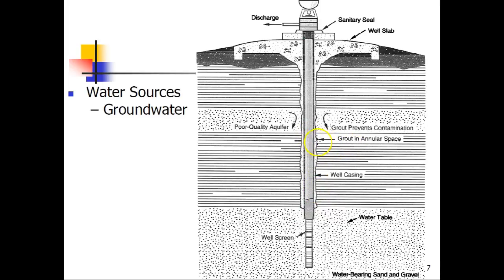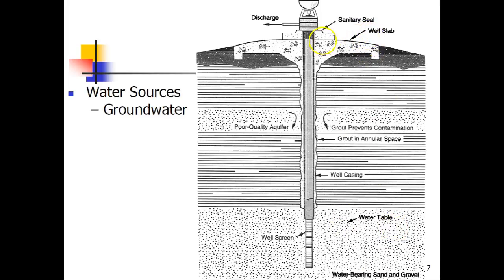The grout is in the annular space, which takes up that void between the pipe and the dirt. We have a poor quality aquifer, and you certainly want to make sure that you deal with that. And the grout prevents the contamination from seeping in. We have the water table down here.